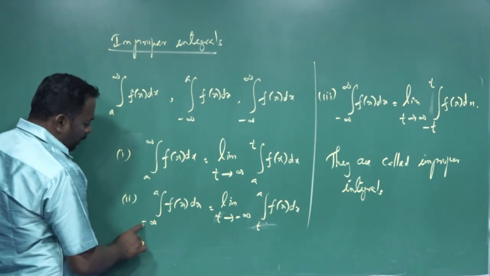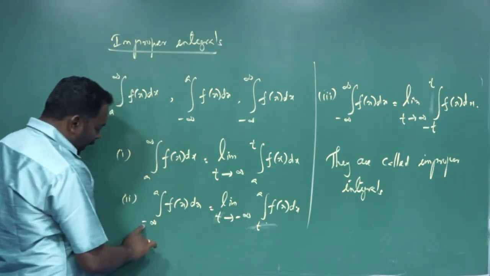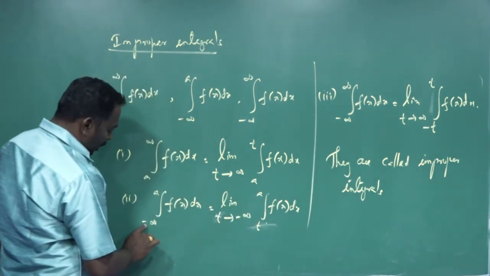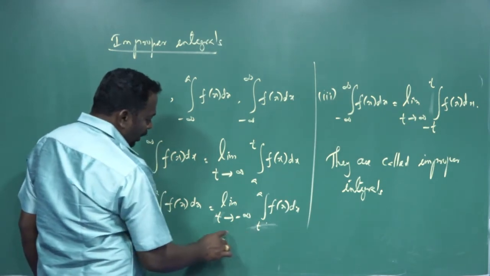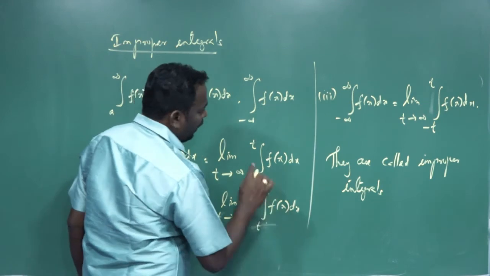Similarly, the integral from minus infinity to a of f of x dx, we can write as the limit as t tends to minus infinity, and in the integral, instead of minus infinity we write t here. Therefore, the limit as t tends to minus infinity of the integral from t to a of f of x dx.